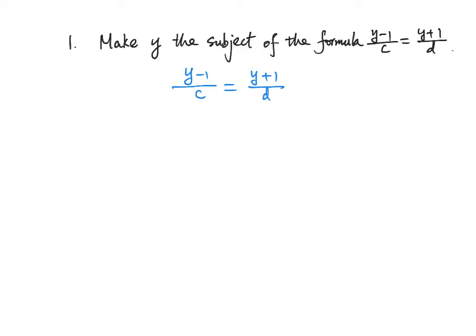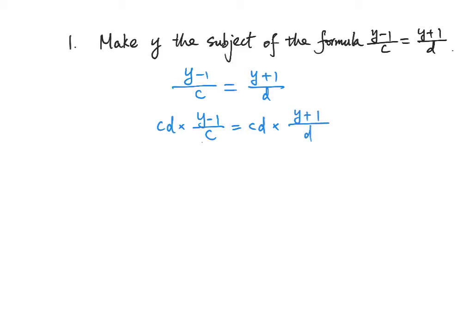Now here in this formula, there are two denominators. So we need to remove the denominators at the same time. Then we need to multiply the products of the denominators. So multiply cd on both sides. cd times the left-hand side, cd times the right-hand side.